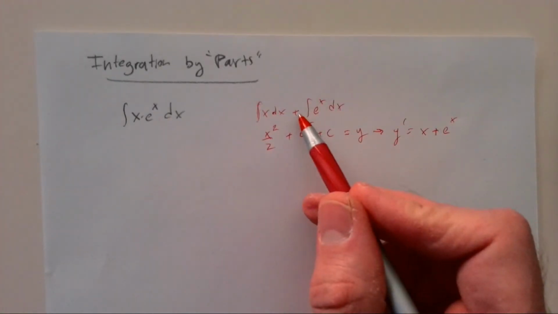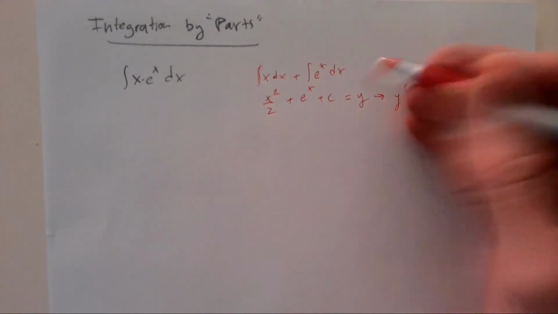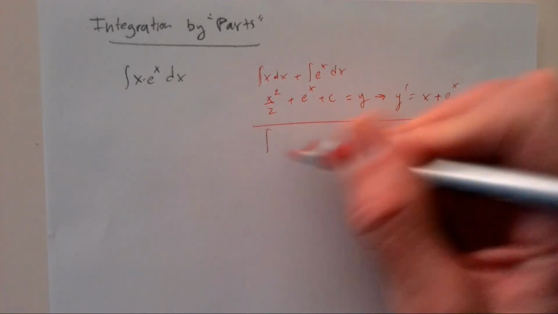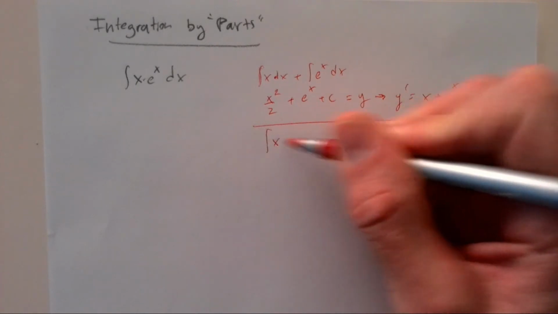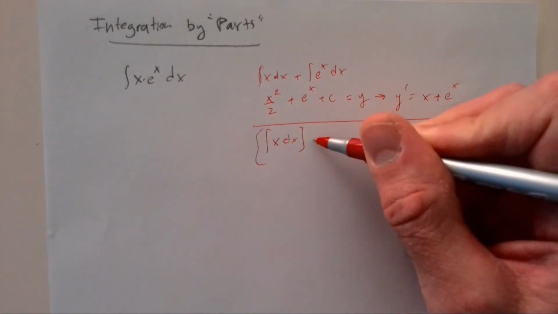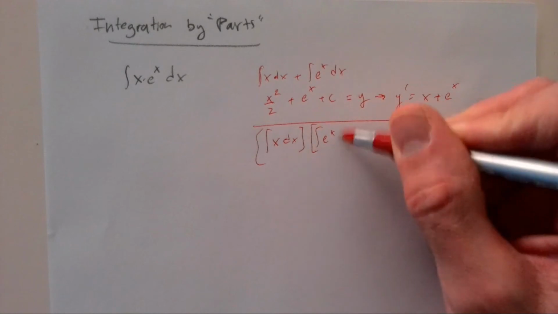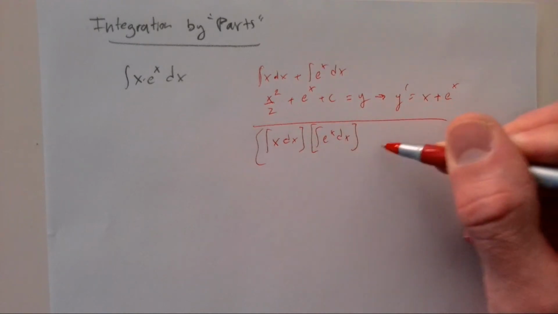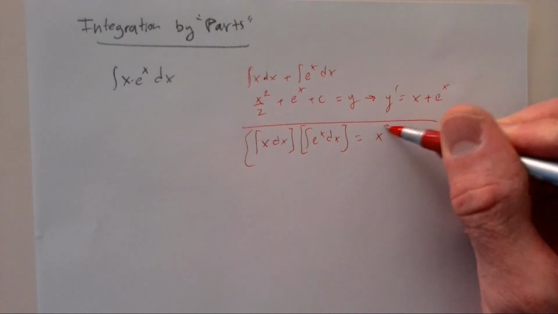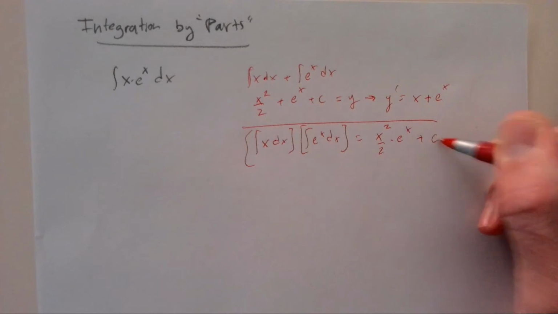Also, I don't know why I put a plus there. How about a times? Integral times an integral. So another incorrect logic would be integral of x dx times integral of e to the x dx. That's kind of more what I was thinking. And you will run into a similar issue. You'll get x squared over 2 times e to the x plus c.